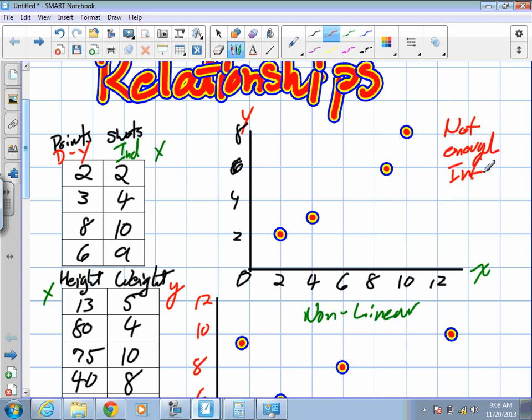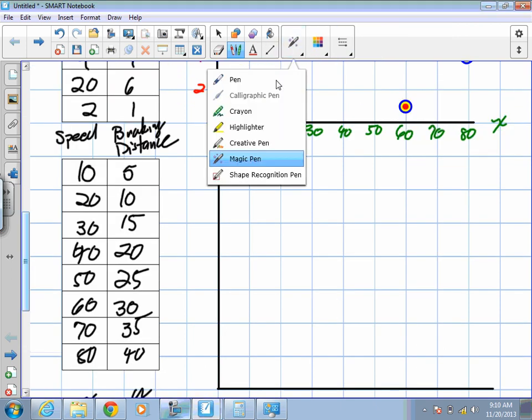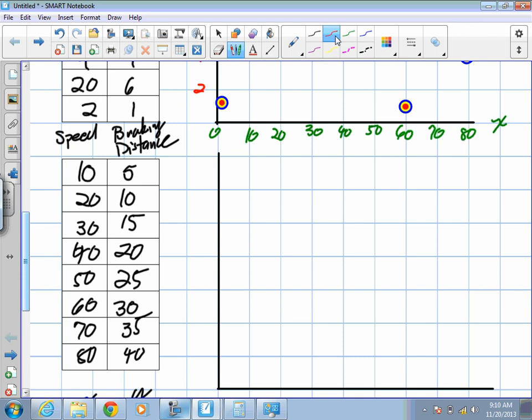Yeah, Anthony? Okay, the next one deals with speed and braking. Probably maybe for a car. What do you think is our independent, which is our dependent? Speed is what? Okay, it's our independent, and braking is our dependent. Great, let's take a look. This goes from 10 to 80.